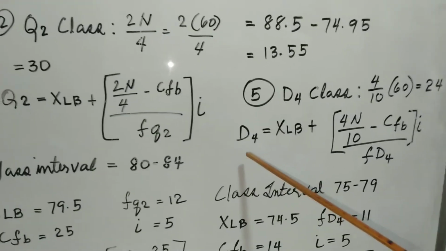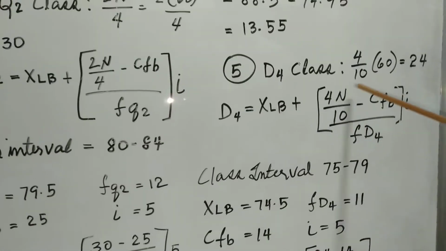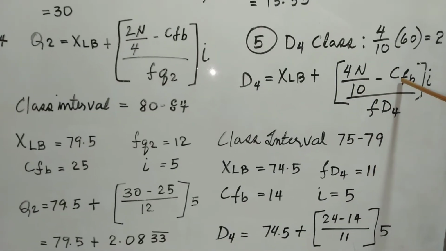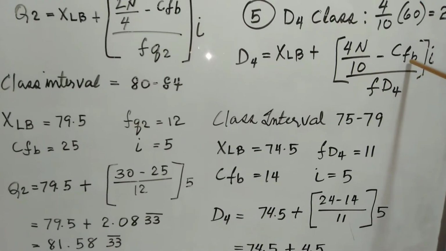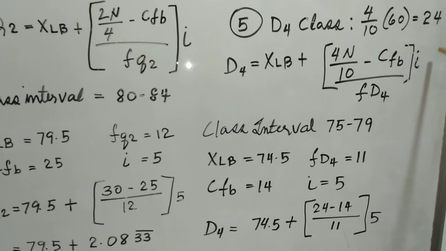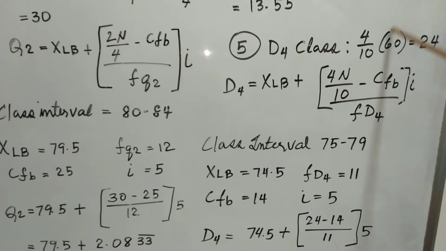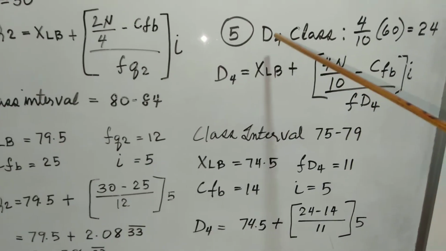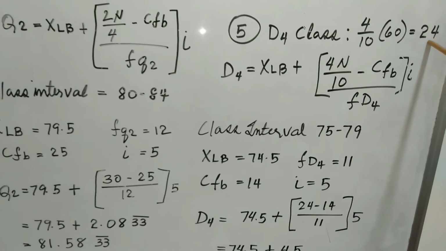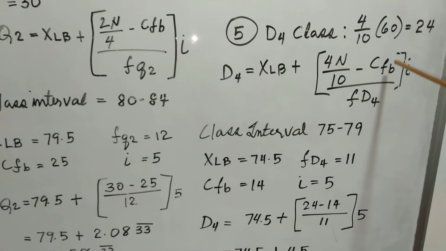So for the fourth decile, XLB plus the quantity 4n over 10 minus the lower bound cumulative frequency, over the frequency for the fourth decile, times the score index. We have found the value for the fourth decile: 4 over 10 of 60 is equal to 24.